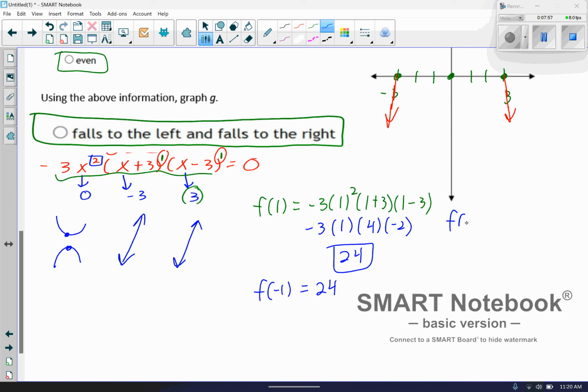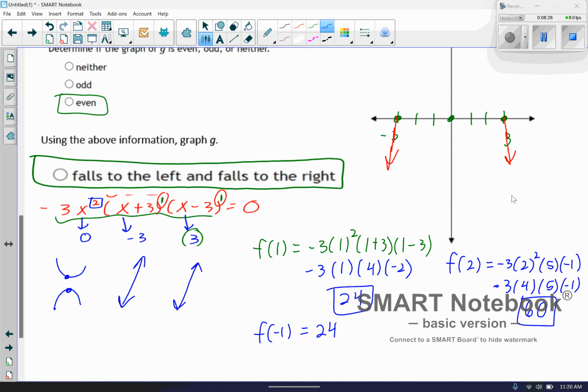Okay, so I know that this thing's going to go pretty high up. Let me do one more point. Let's figure out f of 2. So we'd have -3 times 2 squared, and then 2 plus 3 is 5, and then 2 minus 3 is -1. So we're going to end up with 3 times 4 times 5. Yeah, that's a -3. So let's see. Oh, wow. This is actually going to turn out to be 60. So that's going to go pretty high up.